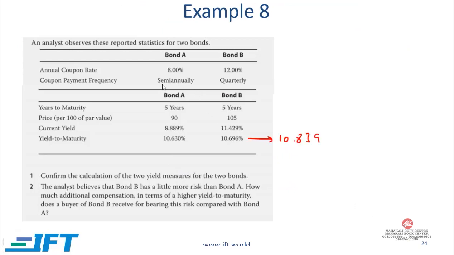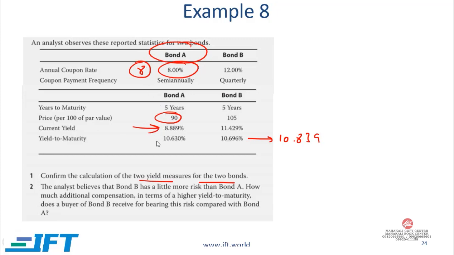Here I'll simply explain what needs to be done, and then you can do the calculations and double check with the curriculum. Confirm the calculation of the two yield measures for the two bonds. Let's take bond A, and we are given the current yield. The current yield is simply the coupon payments over the next 12 months, which would be 4 and 4, that is 8, divided by the quoted price, which is the flat price, or 90. So 8 over 90 will give us this number.